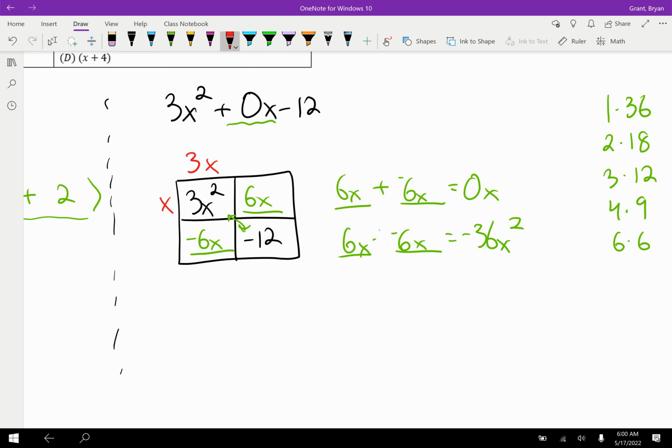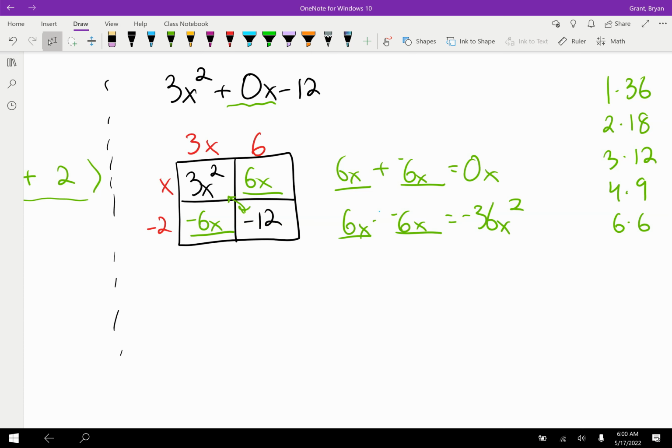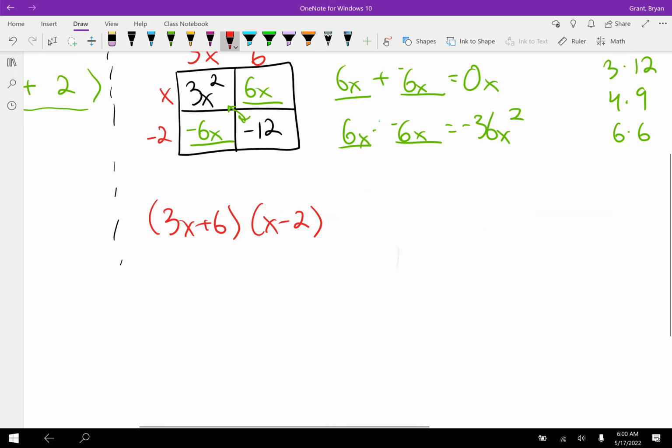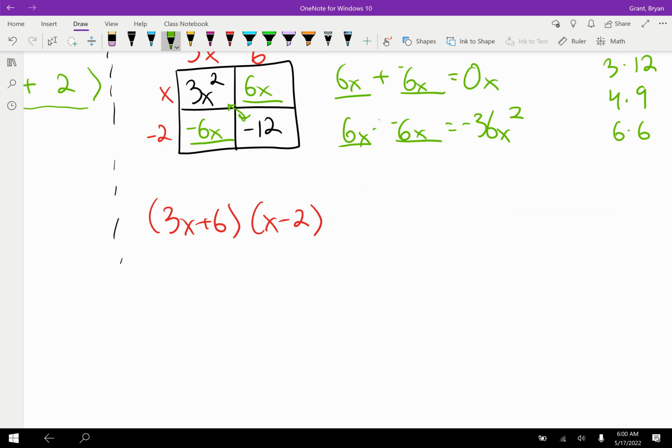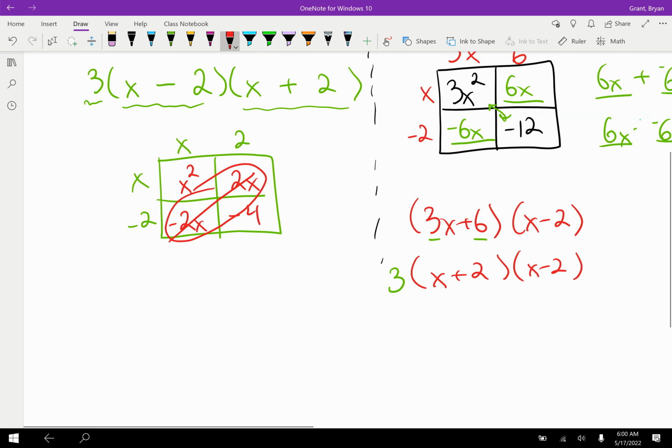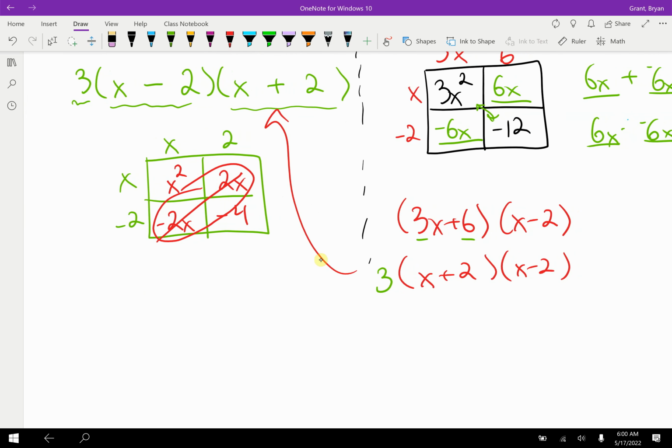So again, I'll show you both ways, but if you did it this way, 3x times negative 2 will get you negative 6. x times 6 will get you 6x. And so this would give me 3x plus 6 and x minus 2. Now this is not in fully factored form, because if you look, there is a 3 in common here. So I can divide the 3 out, and that would give me x plus 2 and x minus 2, which is exactly what we got before.